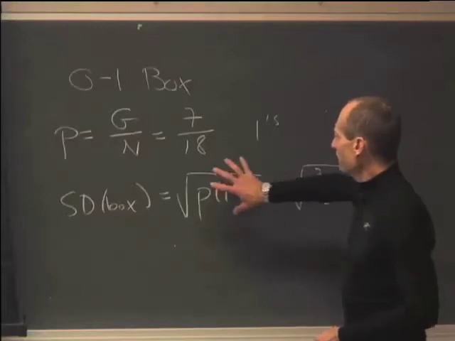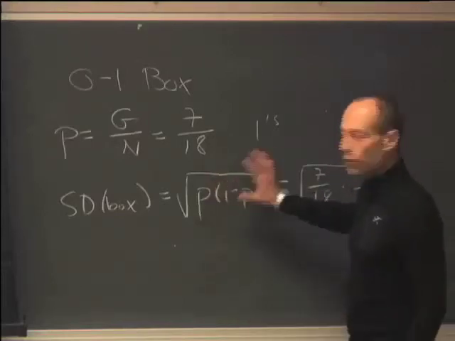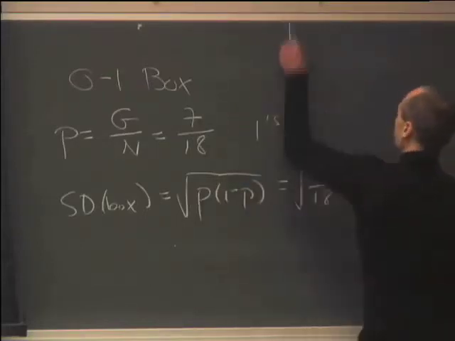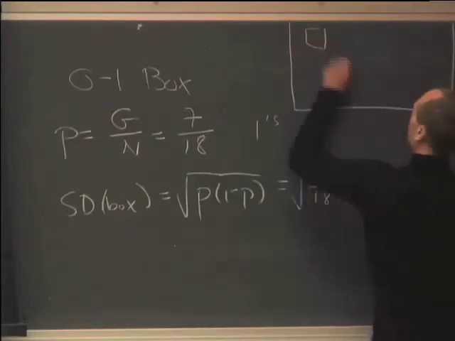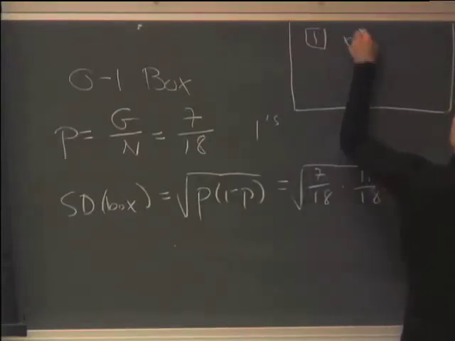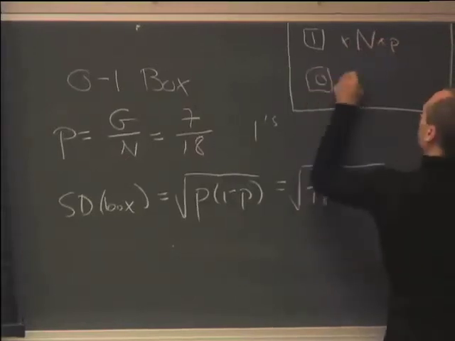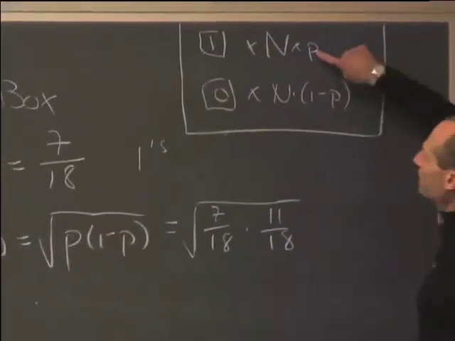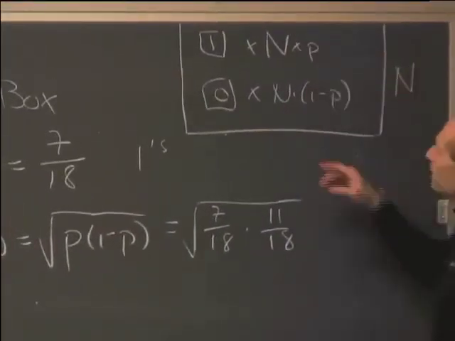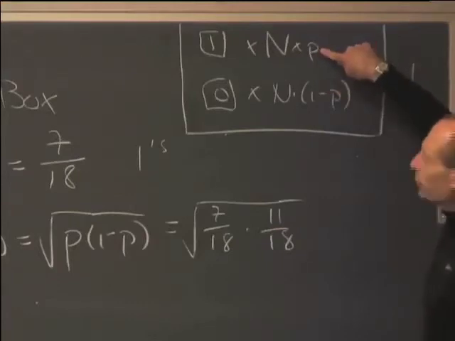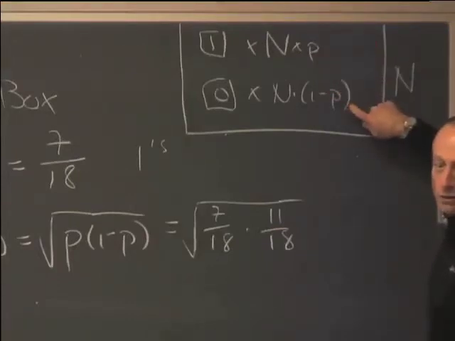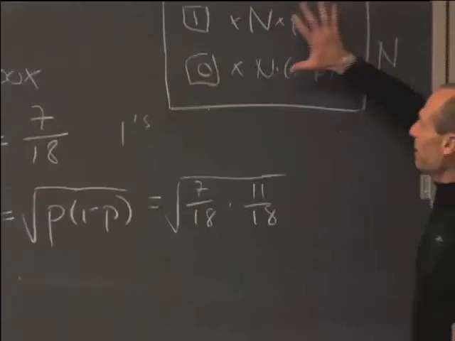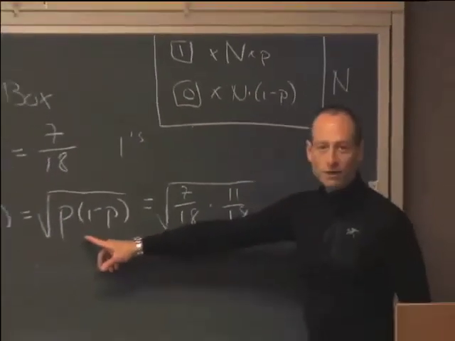This is the SD of a 0, 1 box. Any 0, 1 box: we've got a box of tickets, and it has a fraction p. So there's n tickets in the box in all, right? A fraction p of them are labeled 1. A fraction 1 minus p of them are labeled 0. Right, so we're talking about the box. What is the SD of that box? SD of that box is the square root of p times 1 minus p.